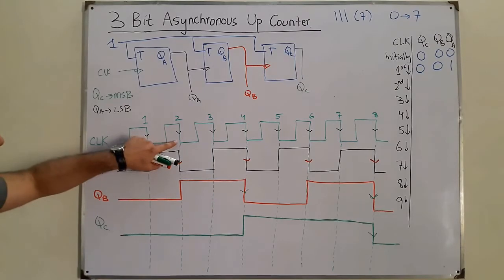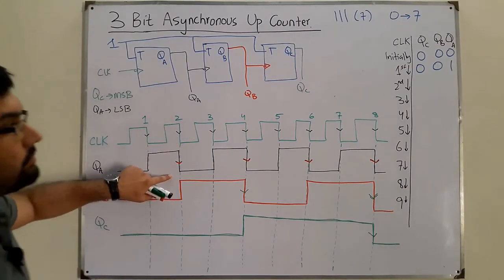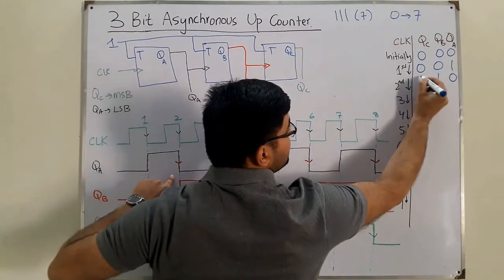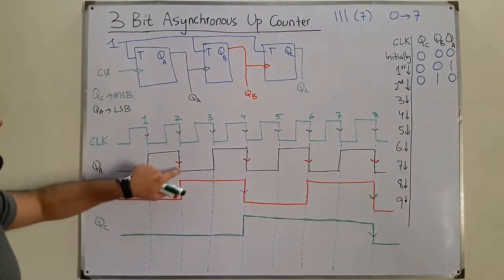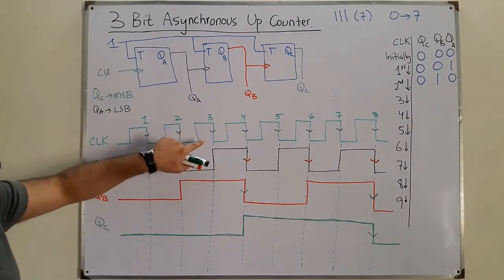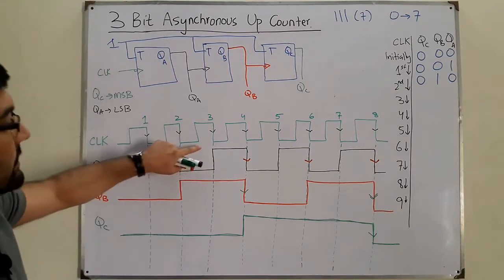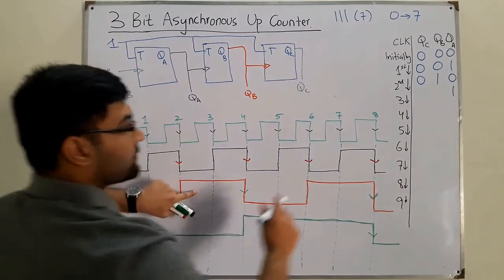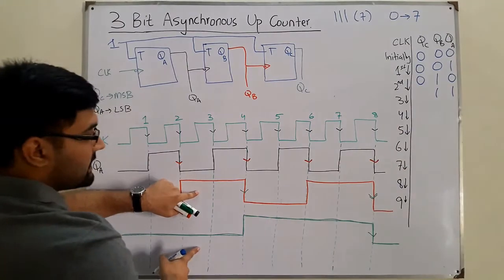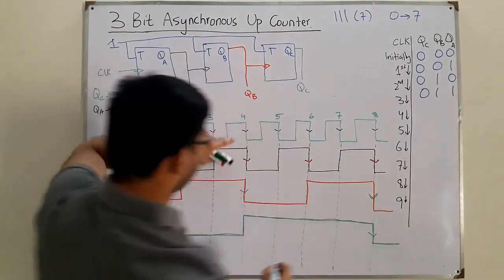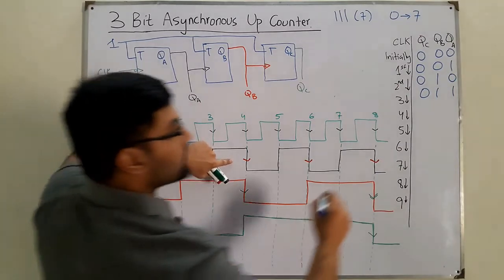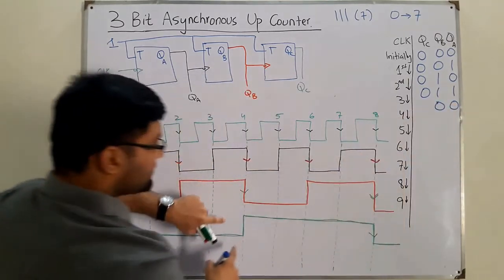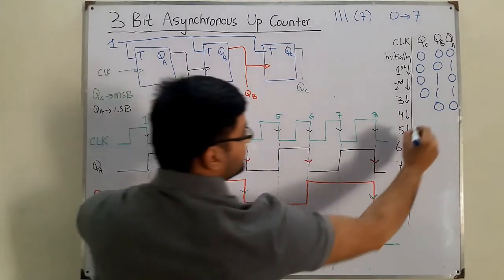Now, when the second falling edge arrives, QA has changed to 0, QB has changed to 1 and QC is in the 0 state. When this third falling edge arrives, or if we're talking about the external clock's falling edges, QA goes back to 1, QB is at the 1 position, and QC is still low. When the fourth falling edge arrives, QA goes low again, QB goes low, and at this stage, QC goes high.